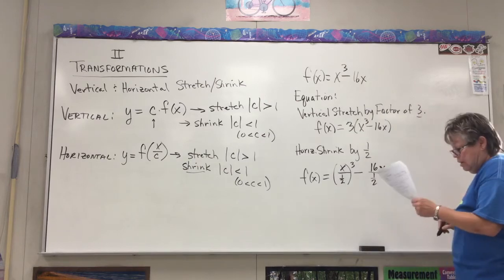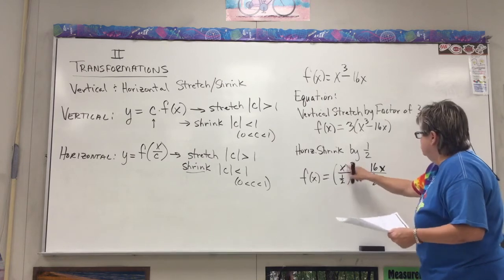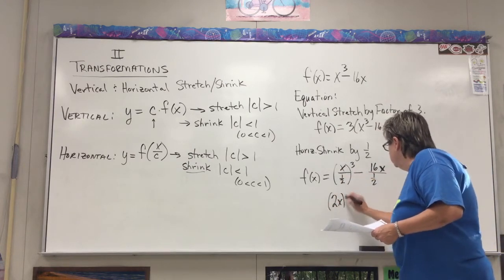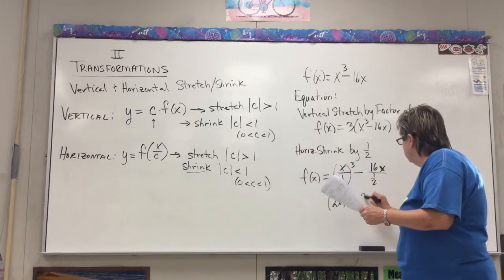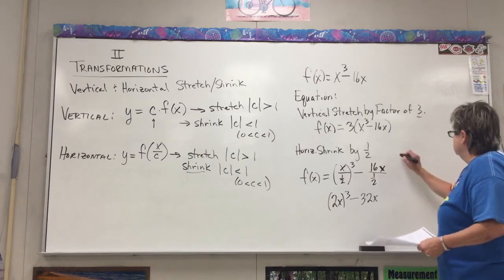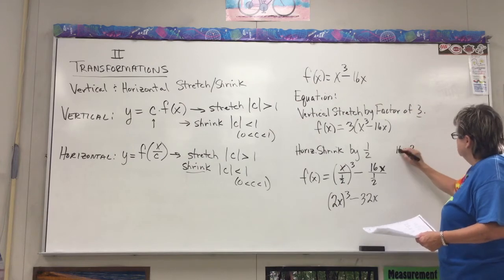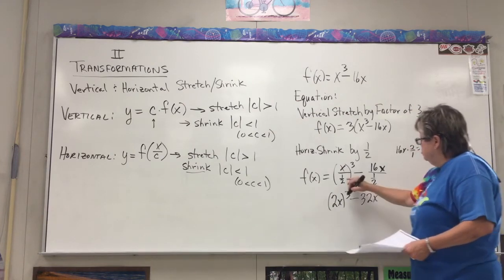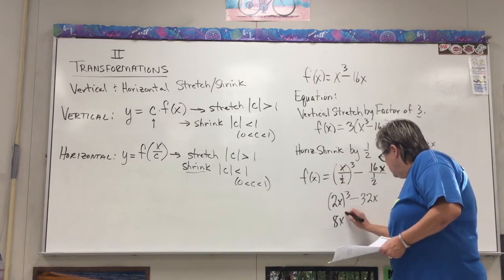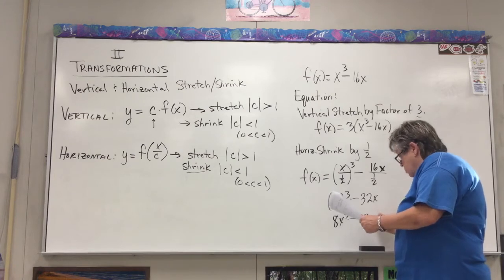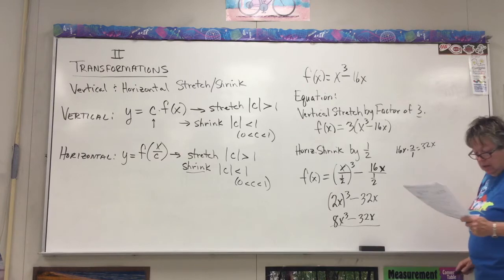Then you could simplify this so that this part here becomes 2x to the third minus, if you do the reciprocal here, 32x. So this 16x becomes 32x. And the cubed would be 1/8, and you flip it up, so this is going to become 8x to the third minus 32x. Okay, so that's your horizontal shrink by a half.